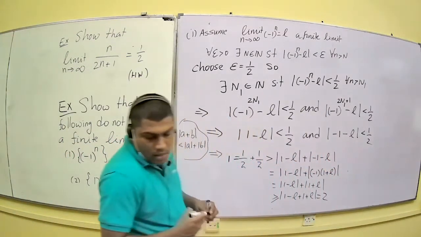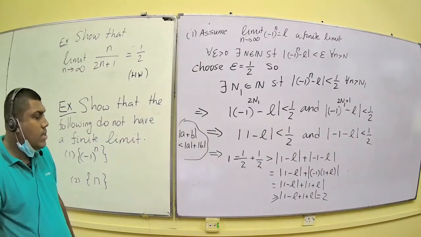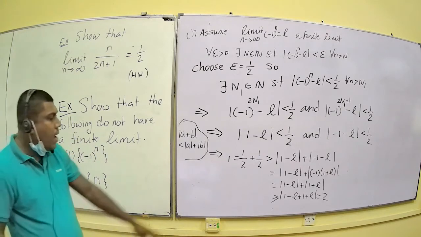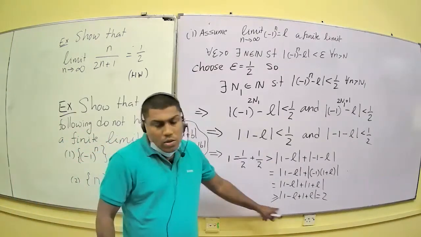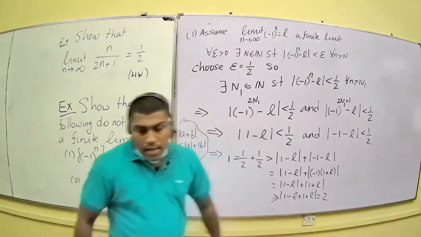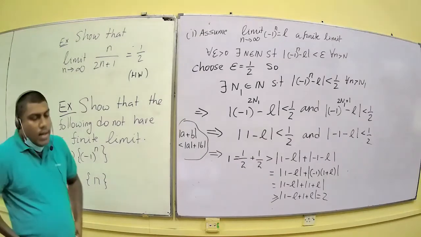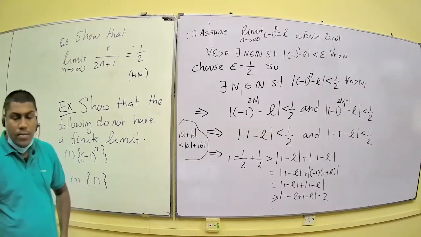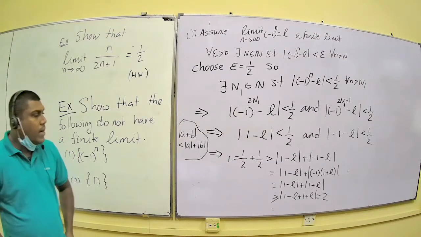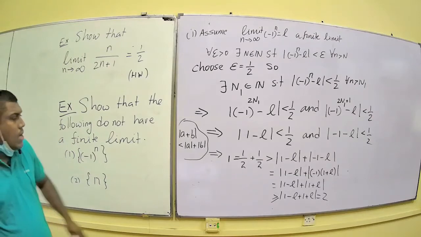You can say equal, triangle inequality. So they are equal, there's no harm in that. So that is 2. So what you have here is 1 is bigger or equal to 2, and that is what you get. 1 is bigger or equal to 2, and that is obviously a contradiction. You all know that 1 cannot be bigger than or equal to 2, so that is a contradiction.